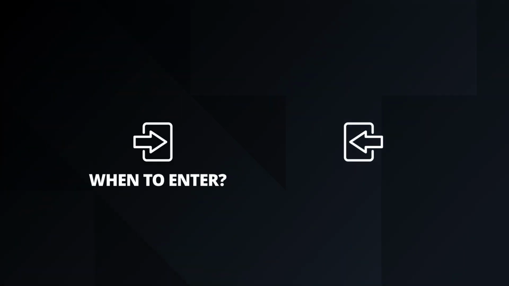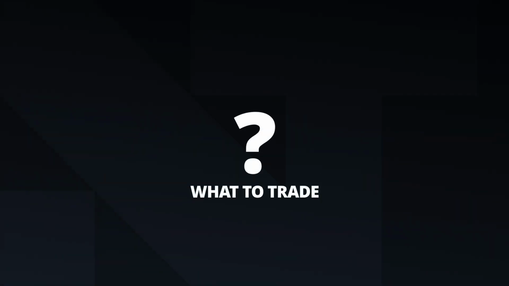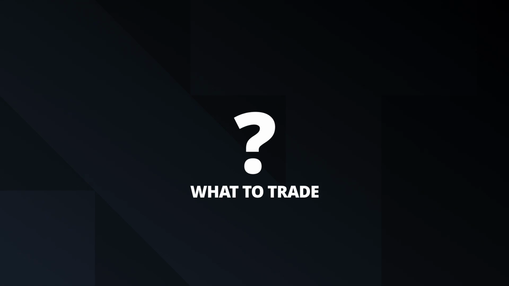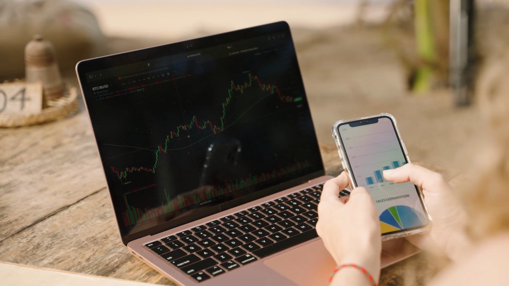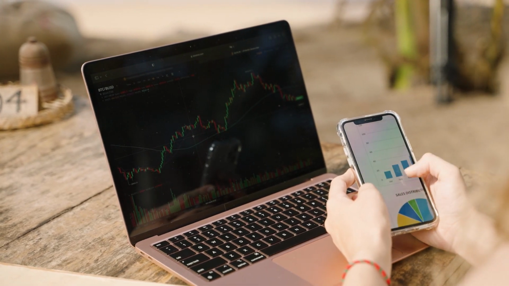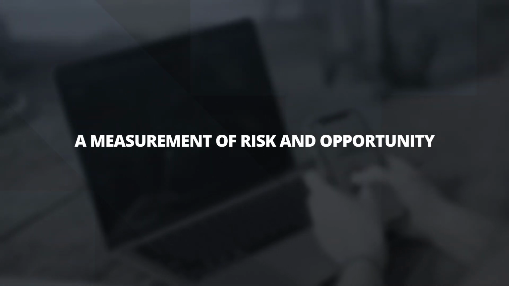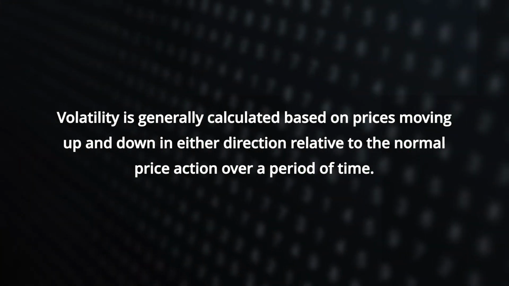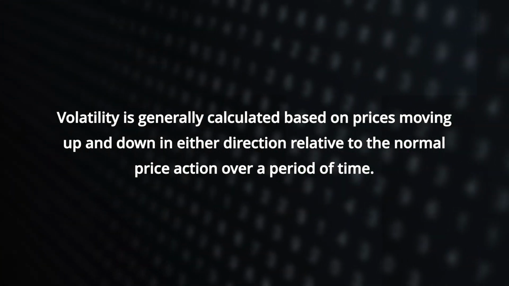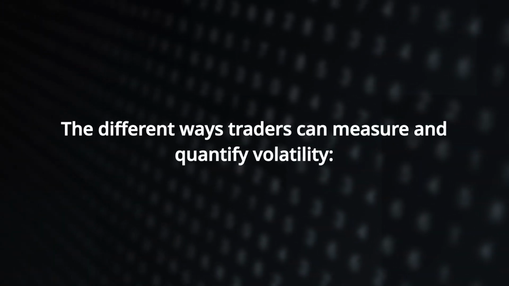Although technical analysis is primarily concerned with when to enter and when to exit a trade, a study of volatility can also help you choose what to trade by comparing symbols for a risk-reward profile that matches your trading style. Volatility is another one of those core concepts that traders need to master. One way to describe market volatility is that it is essentially a measurement of risk and opportunity. Volatility is generally calculated based on prices moving up and down in either direction relative to the normal price action over a period of time. There are different ways traders can measure and quantify volatility.